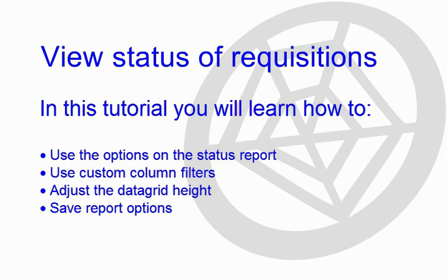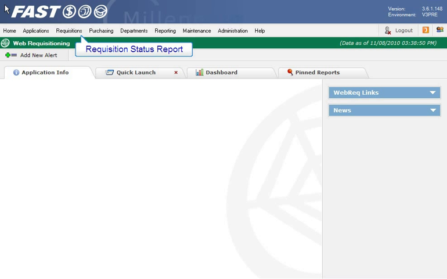In this tutorial, you will be learning how to use the options on the requisition status report, including the custom column filters, how to adjust the data grid height, and how to save report options. From the Requisitions menu, click the Requisition Status option.